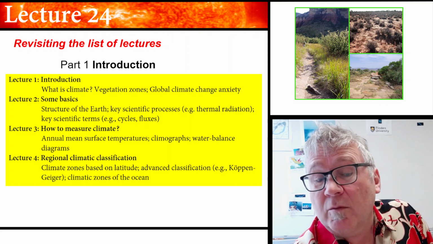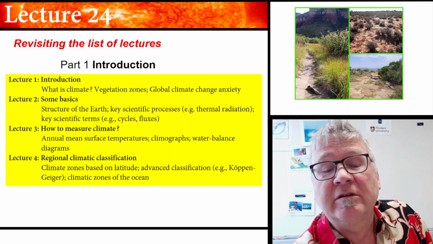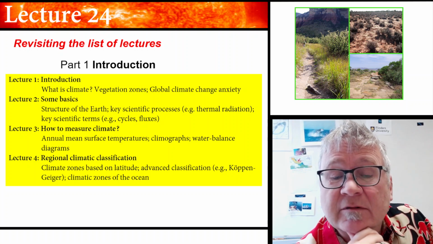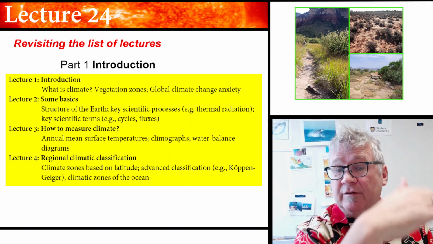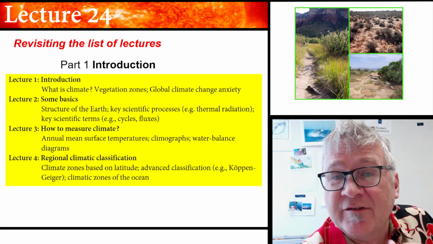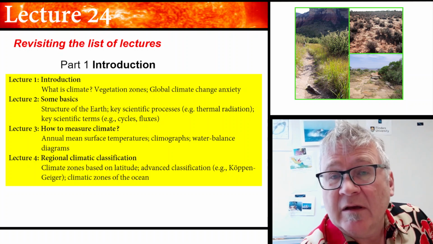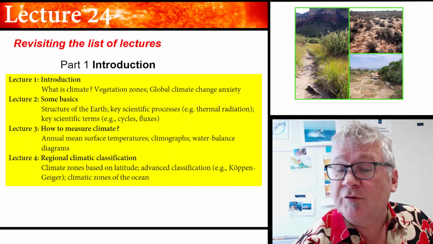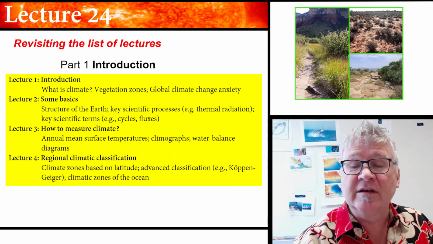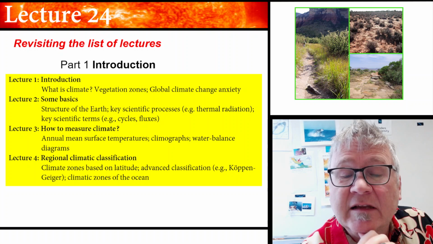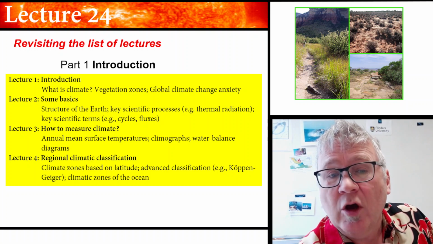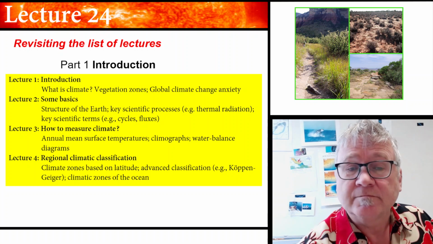In lecture 4, I introduce you to regional climatic classification schemes. We can look at different latitudes, start with very simple climatic zones. Okay, and then I introduce you to advanced classifications, like the Köppen-Geiger classification schemes. And we also talked about climate zones of the ocean.